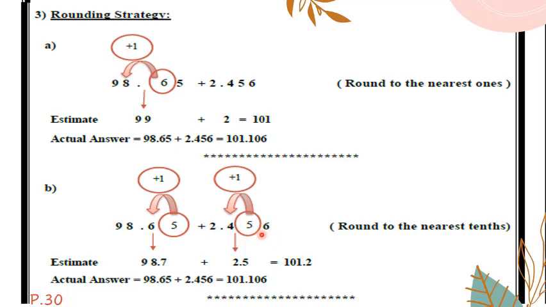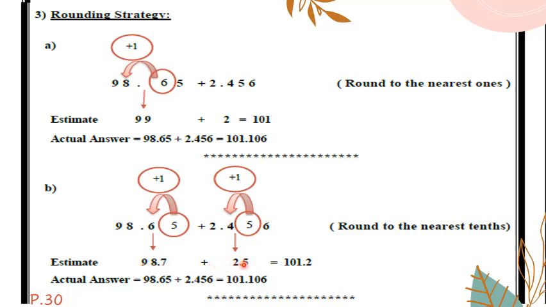2.456. I want also to make rounding for this number to the nearest tenths. The tenths here is 4. What is beside 4 from the right side? 5. 5 is one of the strong numbers. So I will add plus 1. 4 plus 1 will be 5. So it will be 2.5.